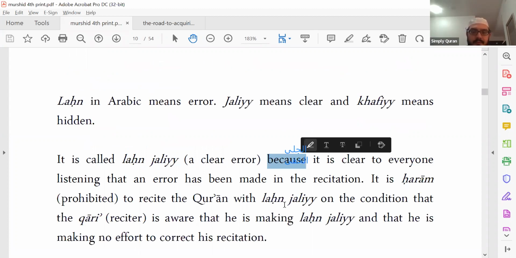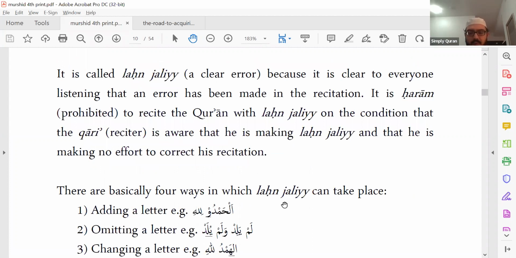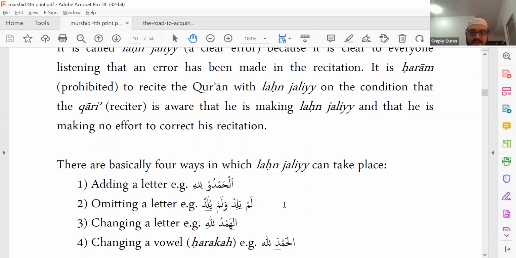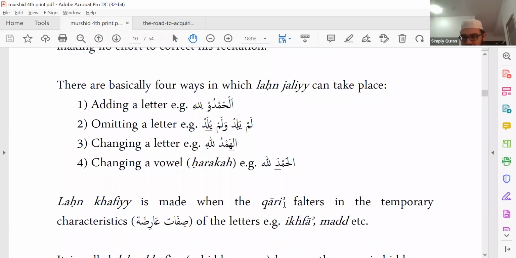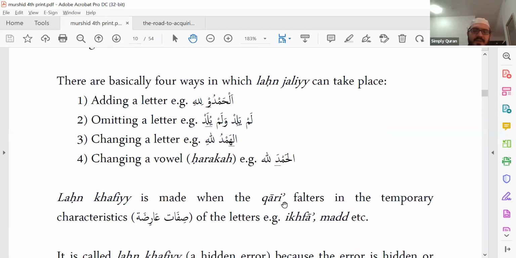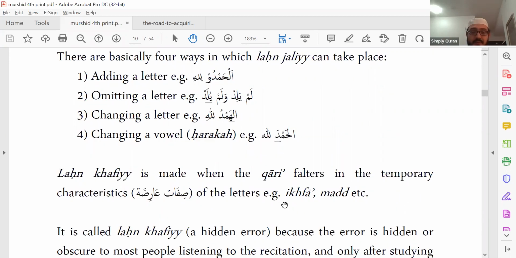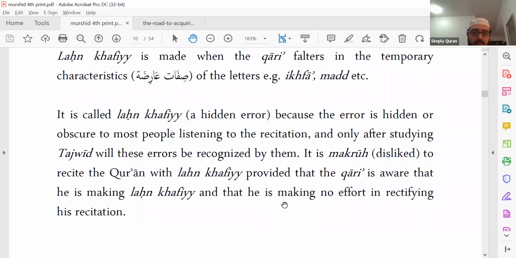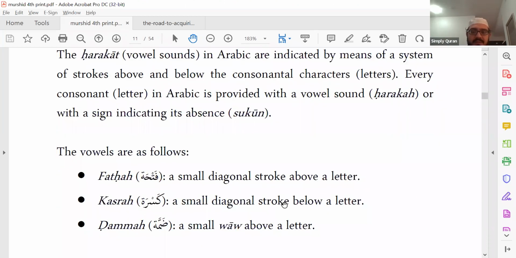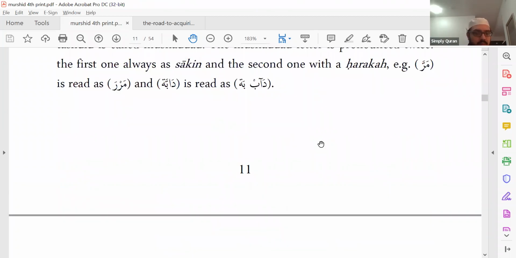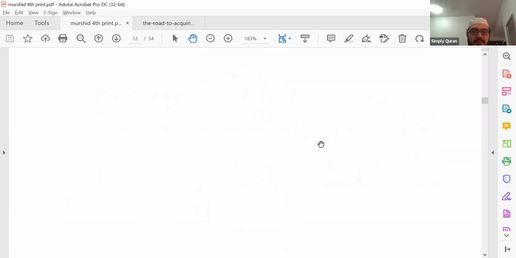Okay, alrighty. Then we said that there are 4 ways of making a major mistake or a clear mistake. You add a letter, omit a letter, change a letter, change a haraka. And then the khafi is making a mistake in the sifat arida. We'll get into that. Or for example, you drop a mad, or you don't read a mad properly, or you're not reciting ikhfa properly, so on, okay? And then we have some terms, fatha, dhamma, kasra. I hope everyone went through them, inshallah. We have sukoon, shadda, we have tanween, and we did all of that, right?